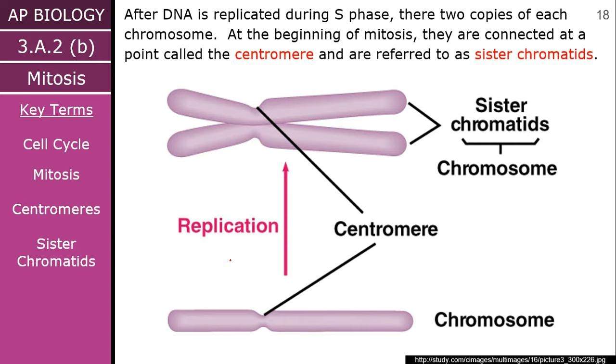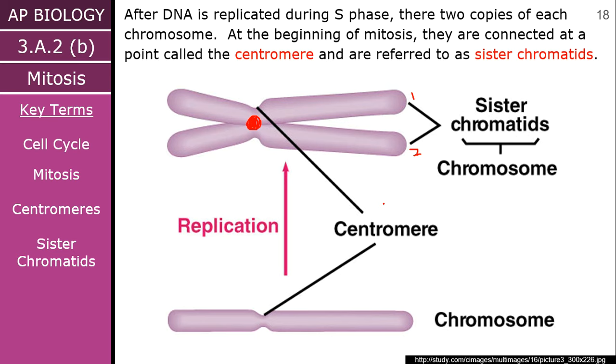Two sister chromatids. Here's one and here's two. They're identical. They are conjoined at the centromere. So often you'll see a little depiction of like a circle in here holding those things together. Sometimes not. So we call that the centromere. That's where it's being held together.